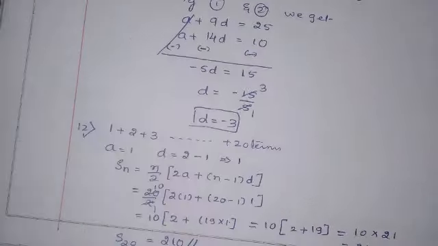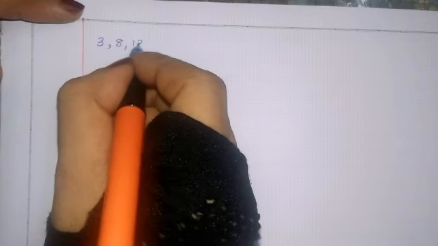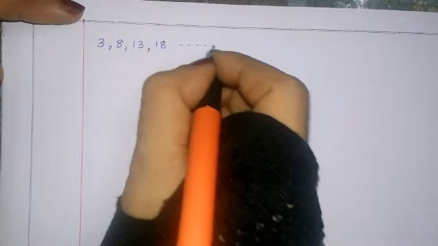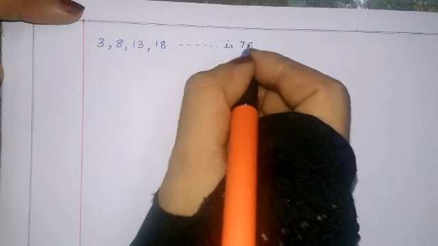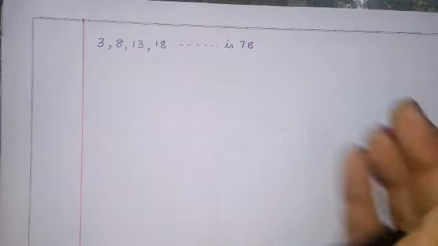Okay, let us find this. Which term of an AP is 3? Let me write the question. 3, 8, 13, 18 and the last term is 78. Okay, which term of an AP they have asked in the question.